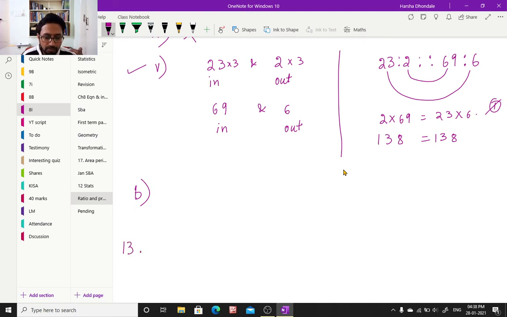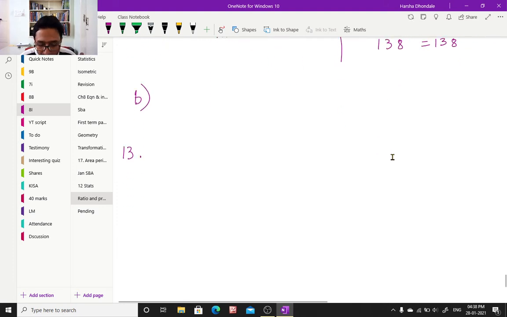Next we move to problem 13. A purple paint is a mixture of blue and red paint in the ratio 8:5. Blue and red is in the ratio 8:5. If 3.8 liters of red paint are used, will 6 liters of blue paint be enough?